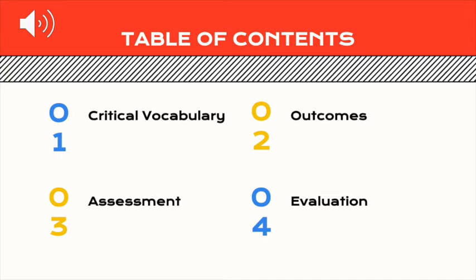There are 4 sections of this presentation: critical vocabulary, the terms and definitions needed for success; outcomes, a deeper dive into learning objectives, outcomes, and standards; assessment, looking at how to measure learner success. In other words, did they learn what they should have learned? Evaluation, analyzing your instructional design initiatives.